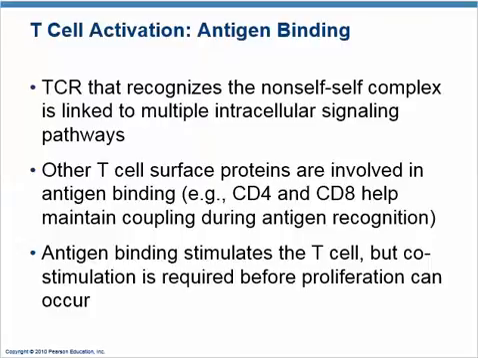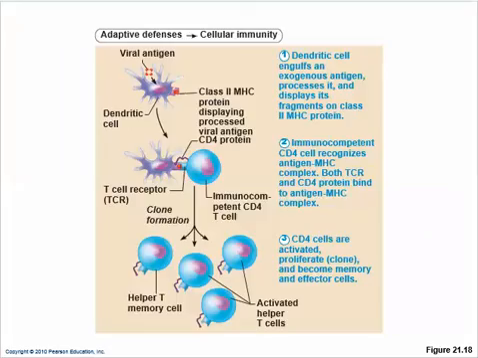The big part of this is that after it's bound, you end up with a co-stimulation. The picture makes more sense. So the antigen is brought into the dendritic cell, which is a phagocyte. It's incorporated and displayed in its MHC. The immunocompetent CD4 binds with it, and then there's co-stimulation across here. You end up with cloning, and you get a whole bunch of helper T cells from this. So this becomes the helper T cell.